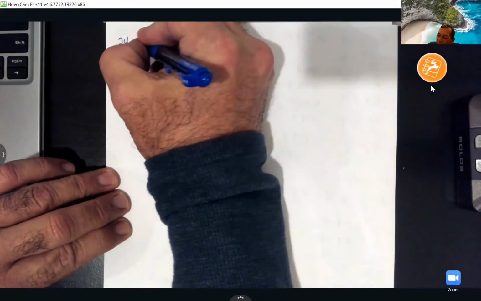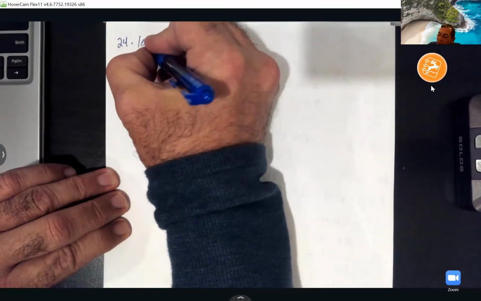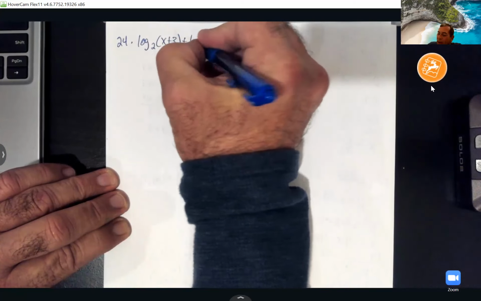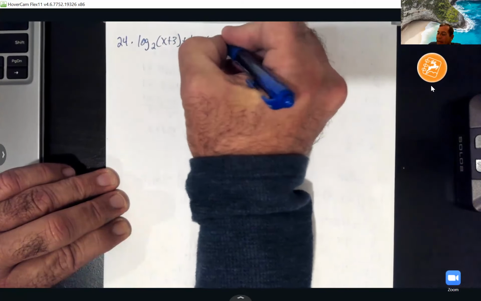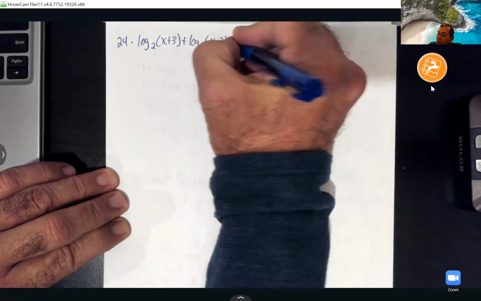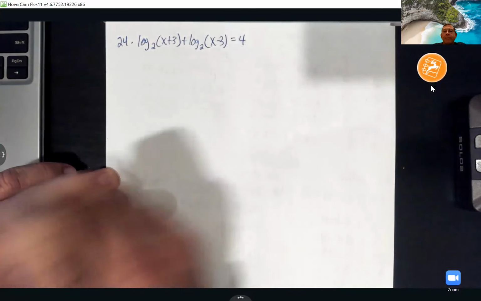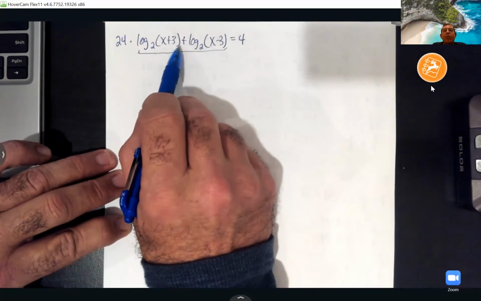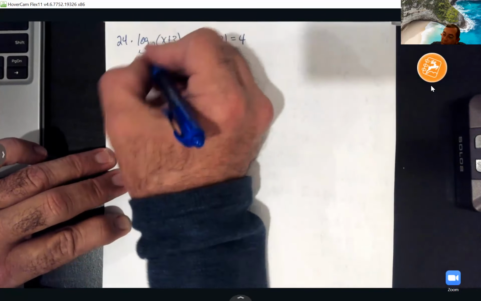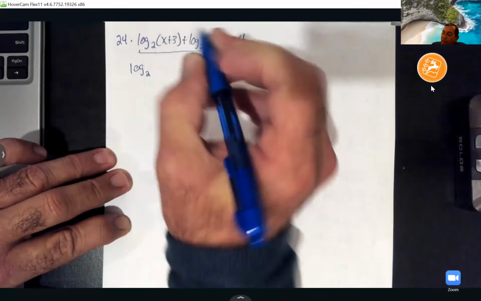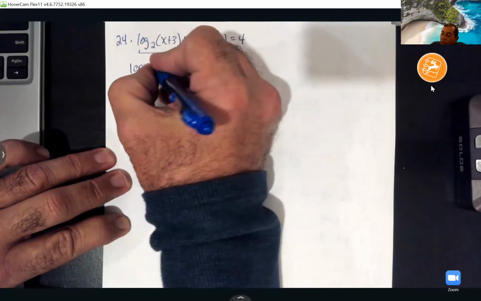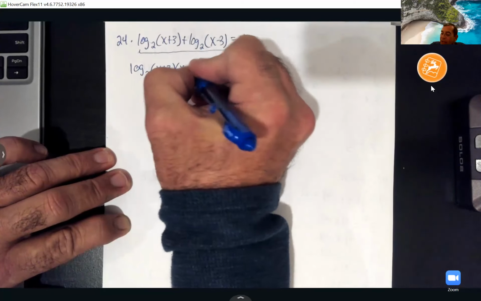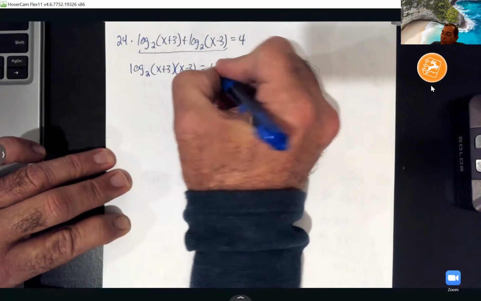So watch this one. Log base 2 of x plus 3 plus a log base 2 of x minus 3. That's all going to equal 4. So when we rewrite this left side as a single log, these ones are being added. So that's going to be a log base 2. Since they're being added, we're going to write them as a product. X plus 3 times x minus 3. And all that's going to equal that 4.